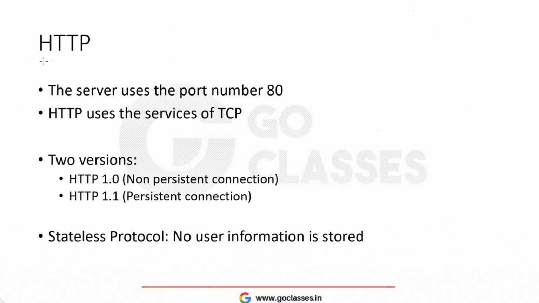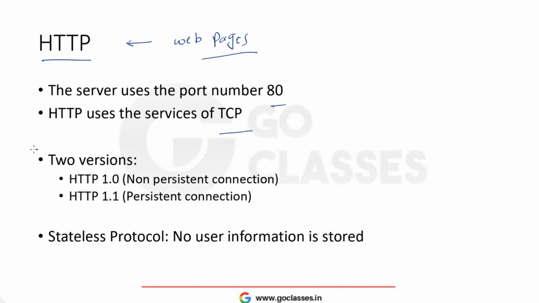One most important protocol that we use at application layer is HTTP. Why am I saying this is most important? Because this protocol we use to get web pages, to fetch web pages. The server of this protocol listens at port number 80, and this protocol uses the services of TCP.